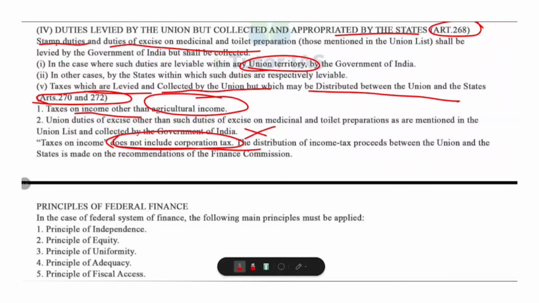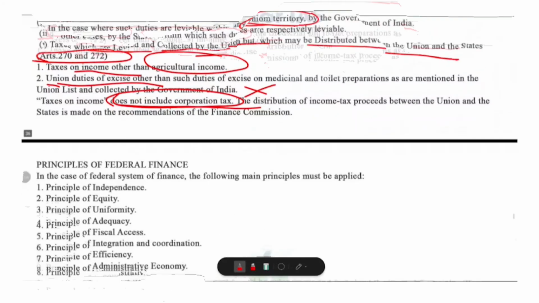Now, the second one, Union duties of excise. Except the excise duties on medicinal and toilet preparations, these two being already under Article 268 and collected by the state, all other central excise duties are levied by the Union, collected by the Union, and shared between the Union and states. After GST, most excise duties are subsumed, but constitutional provisions remain.